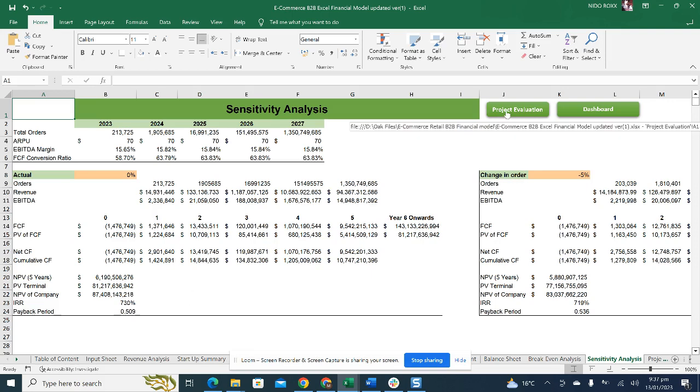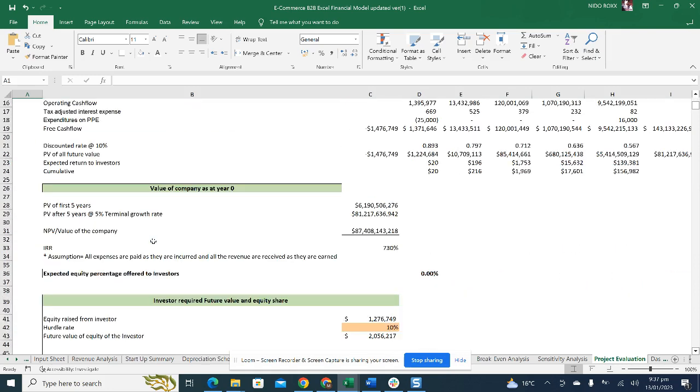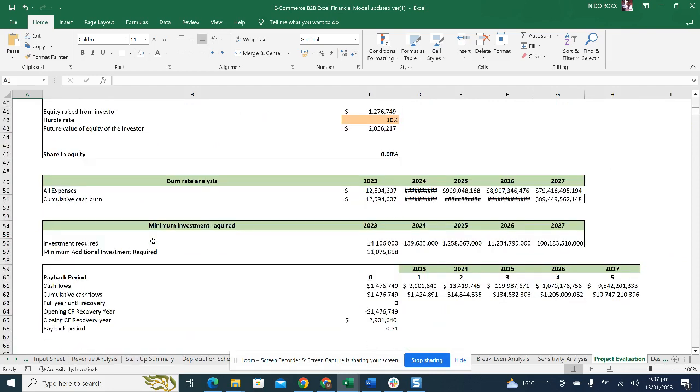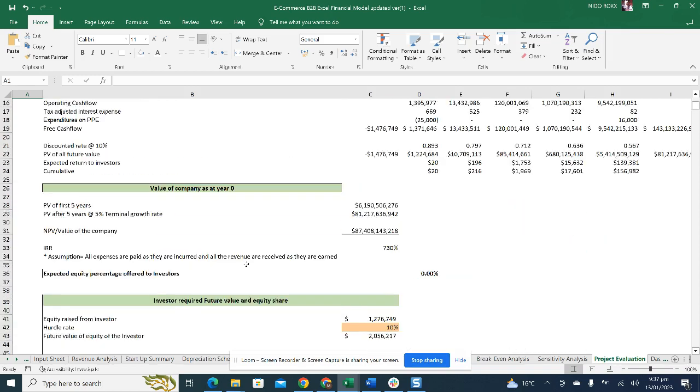Moving on to project evaluation. It contains cost of capital, investment from loan, initial investor, company valuation, and value of the company, in which you will have your IRR and net present value. Further, it includes share in equity, burn rate analysis, minimum investment required, and payback period.